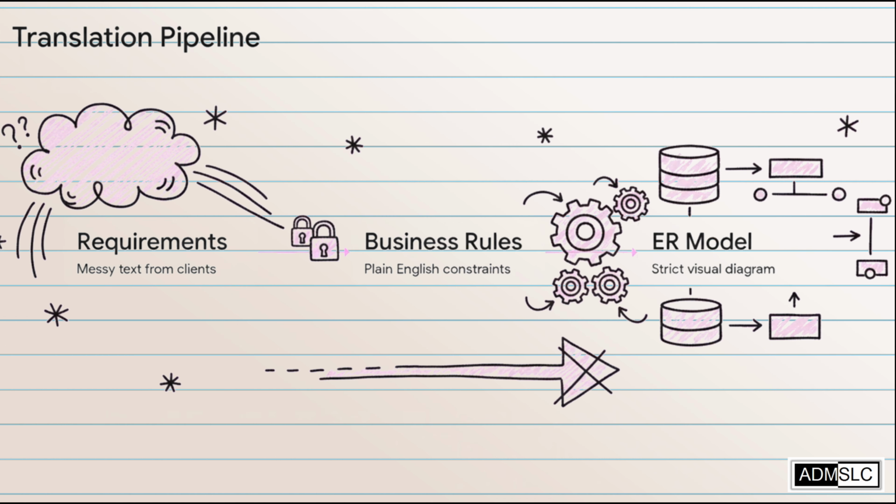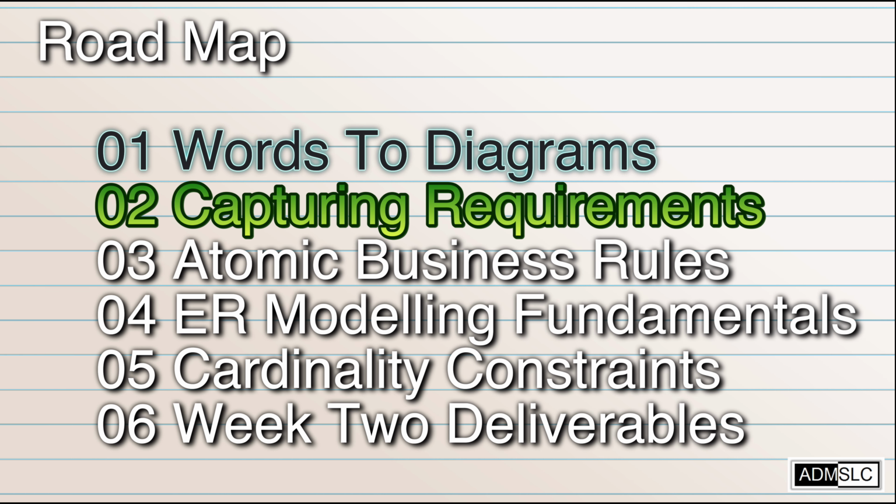And that builds a really clear three-step translation pipeline for us. First up, we take that unstructured, messy text right from our clients. Next, we refine it down into plain English constraints, which we call business rules. And then finally, those rules are translated into a strict visual model, the entity relationship diagram. Now remember, you absolutely cannot just skip straight to step 3. It's a process. Moving right along to Section 2, Capturing Messy Requirements.